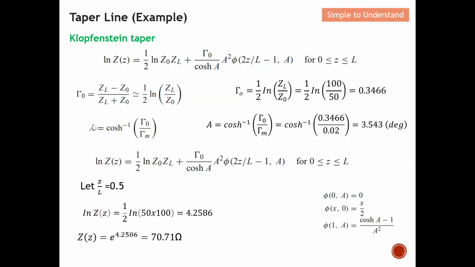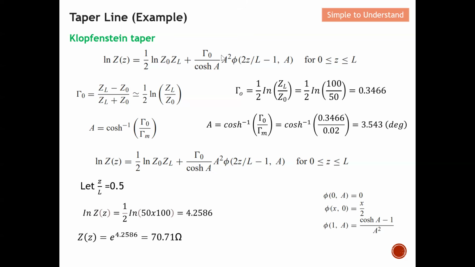So next, I can calculate the A term, which is given by this equation here. So from here again, I can calculate my A term, which is equal to 3.543 in degrees. So once I got this, you can see that from this equation, I will have this term here. I have the A term, so therefore I'm capable of finding this term also.